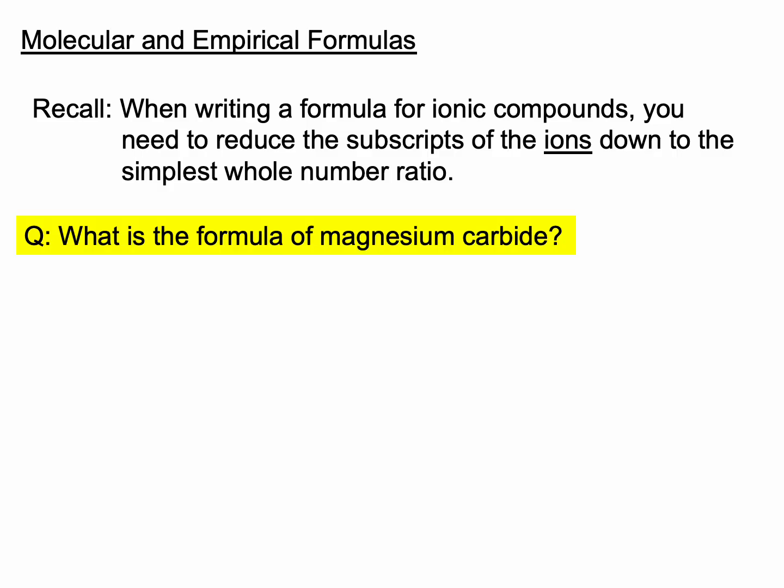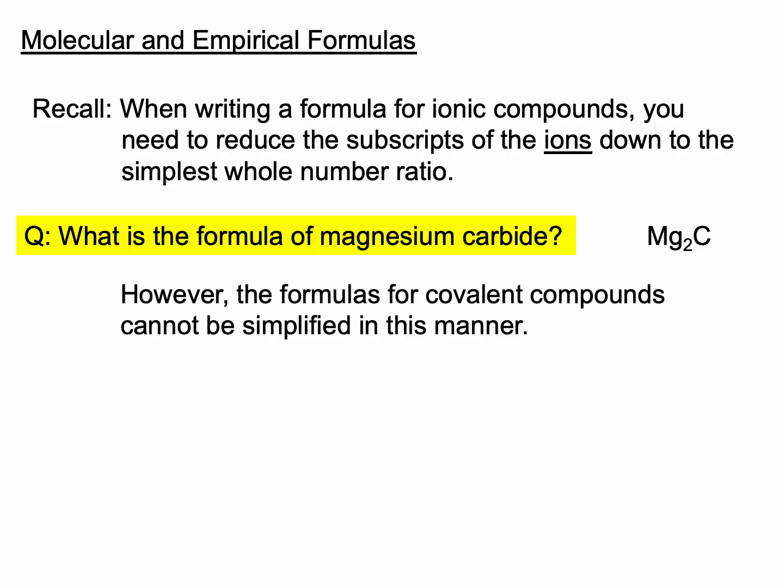You say, all right, well, magnesium is in group 2, so it has a +2 oxidation number. Carbide means it's carbon with the -4, so you can do your crisscross and then simplify, and you end up with Mg2C for the formula. If you're talking about covalently bonded compounds, molecular compounds, however, you don't simplify them because they consist of discrete particles, so not just a ratio in a big crystal.